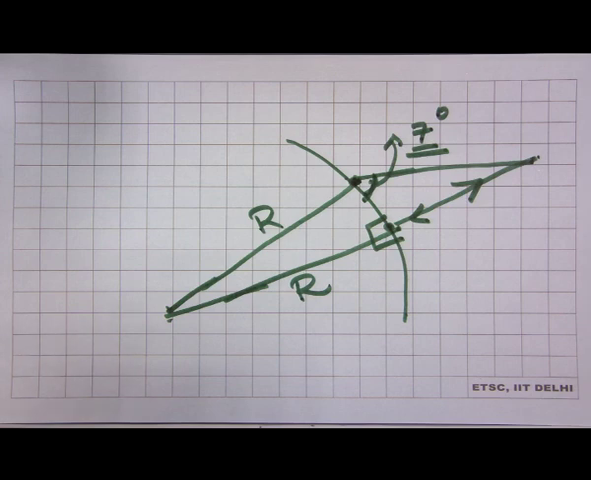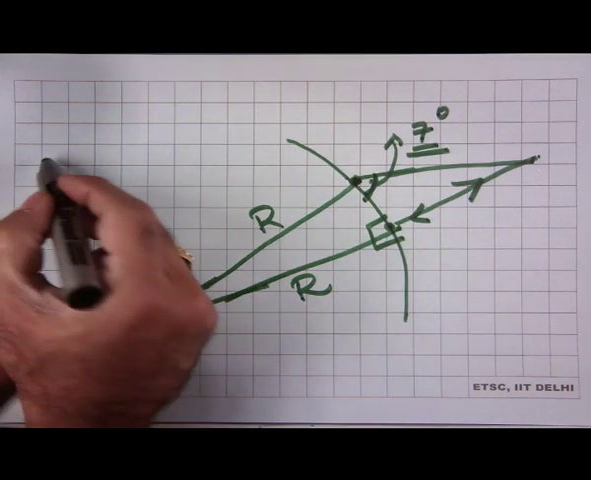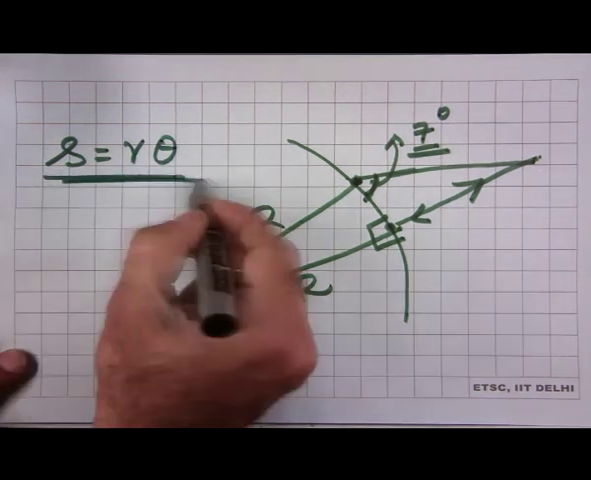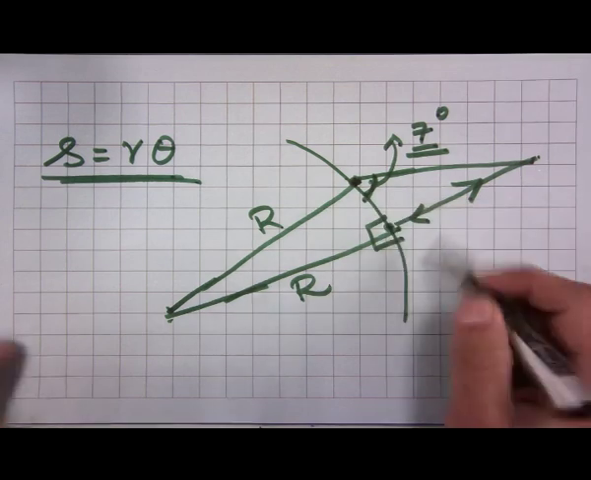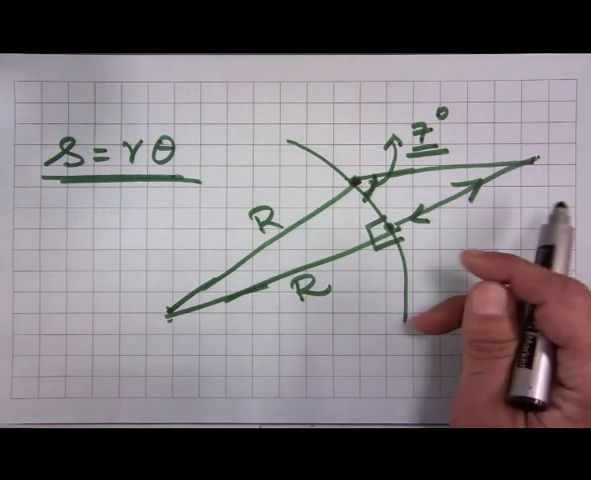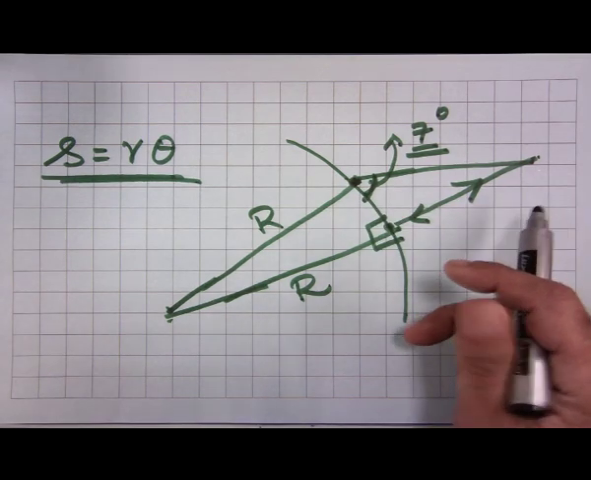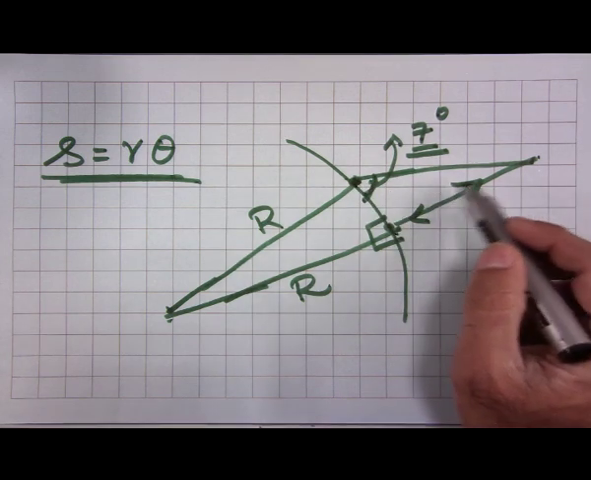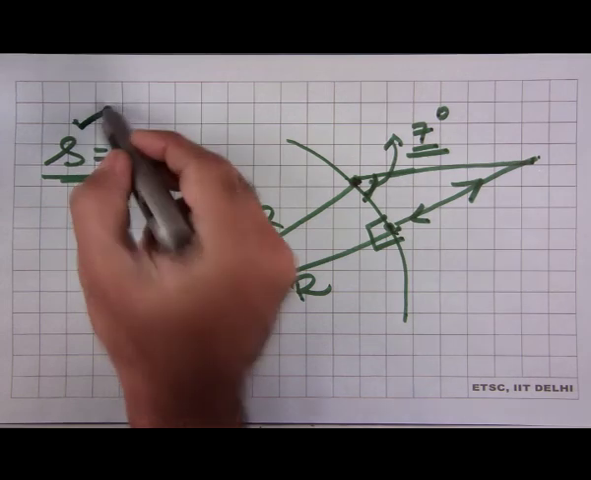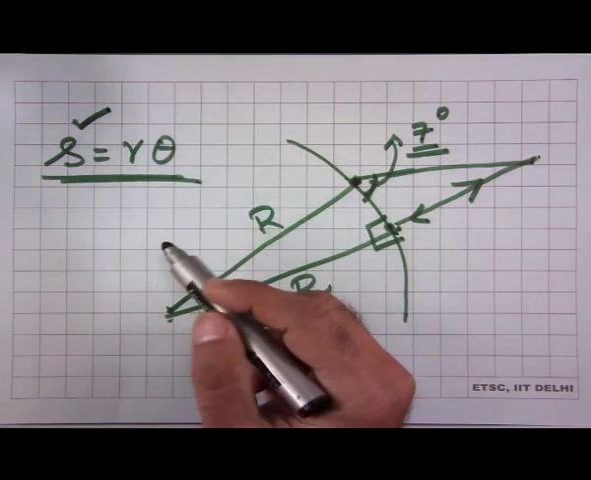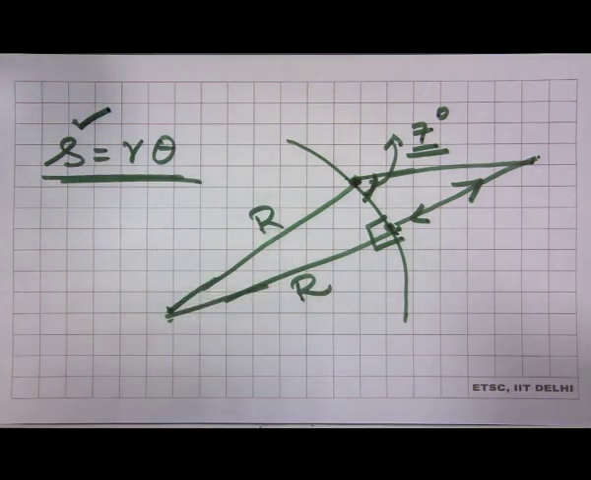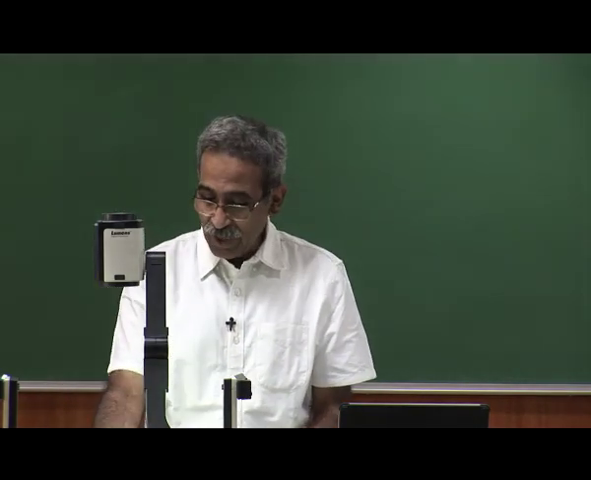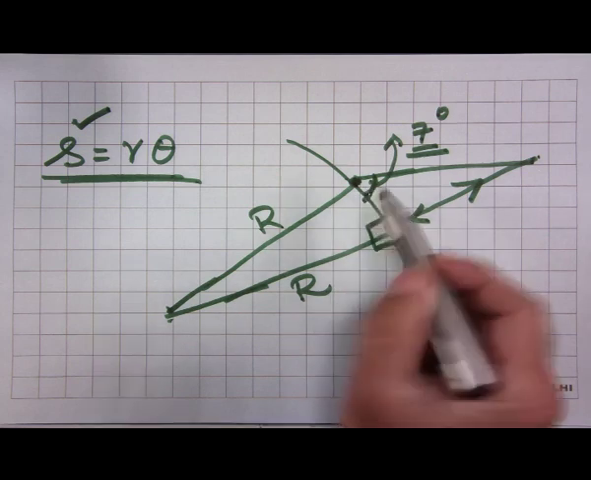All of you have studied the formula S equal to r theta. When I speak of the distance, I do not mean boring a tunnel and finding out what the distance between these 2 points is. It is the distance travelled by these 2 points when I move on the surface of the earth. So I am really looking at the total distance covered, not the Euclidean distance, not the shortest distance.